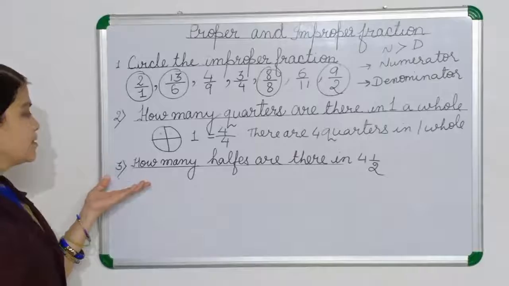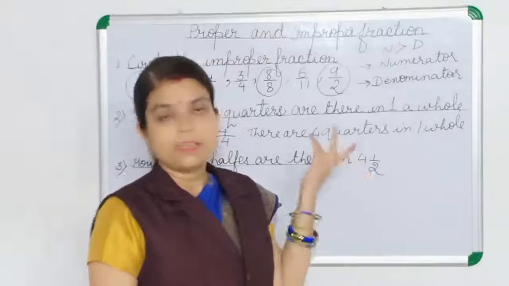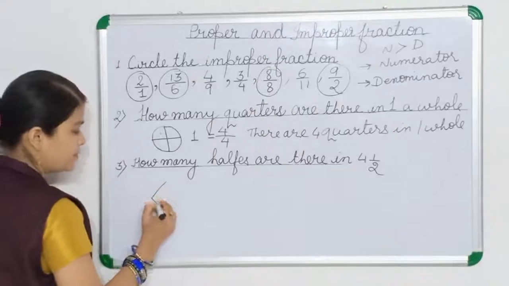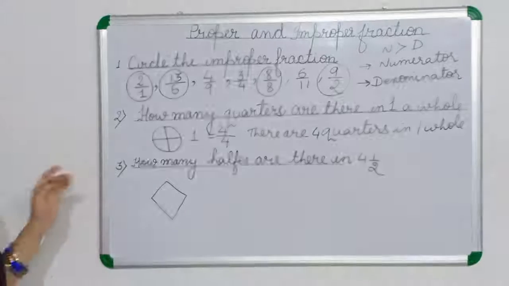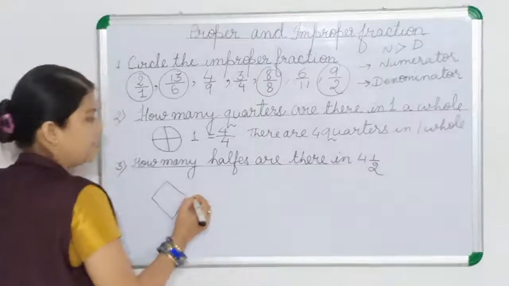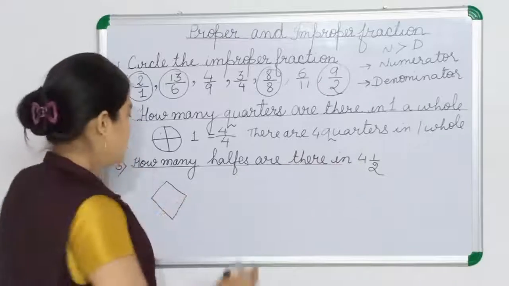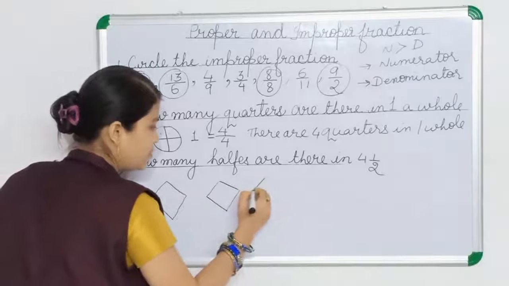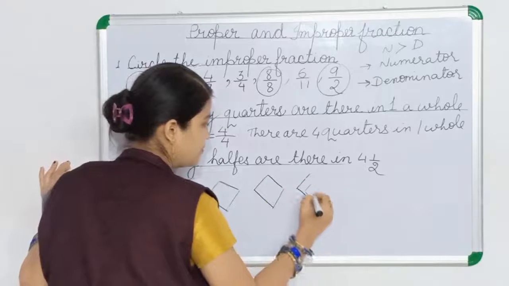Now it is asked how many halves are there in 4 and a half. Again we are drawing here one whole. Here we have drawn a circle, here we are drawing a kite, or this diamond shape. Okay, we have drawn a diamond shape here. So how many wholes do we have to draw? 4 wholes. 4 is there now. 1 whole, 2 wholes, 3 wholes, and then 4 wholes. Okay?